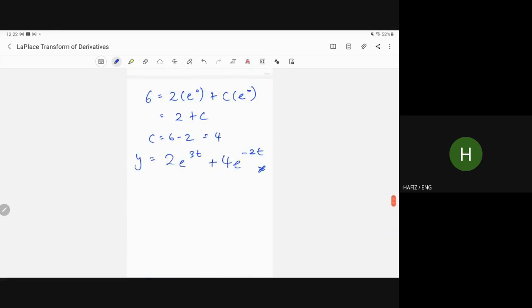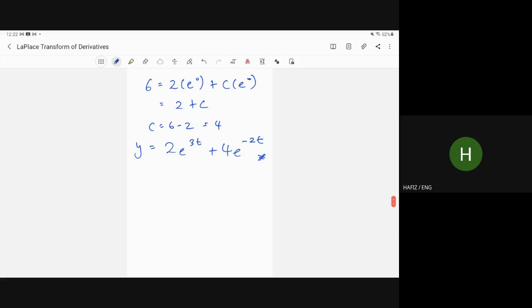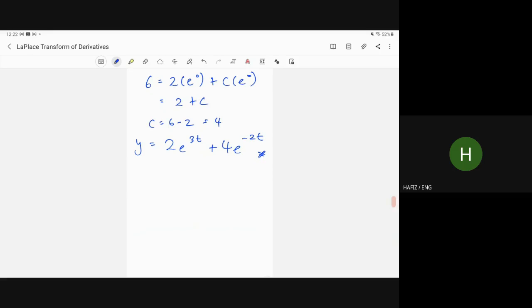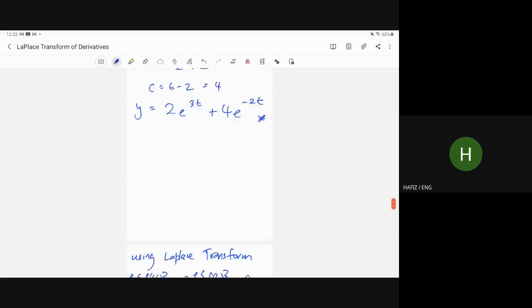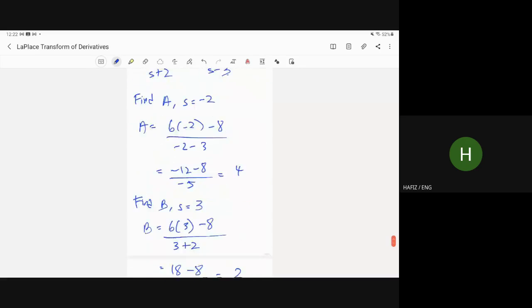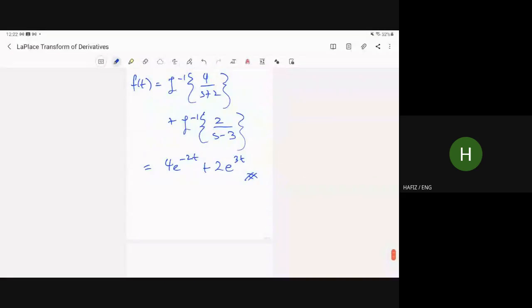So check with the answer from just now. It's the same, just in a different order. Okay. You can, if you want, you can rearrange it. Okay.